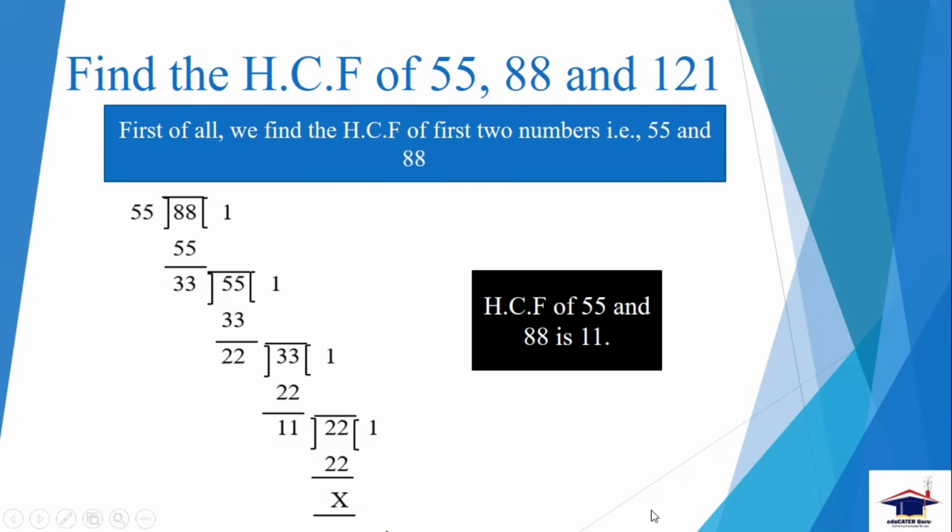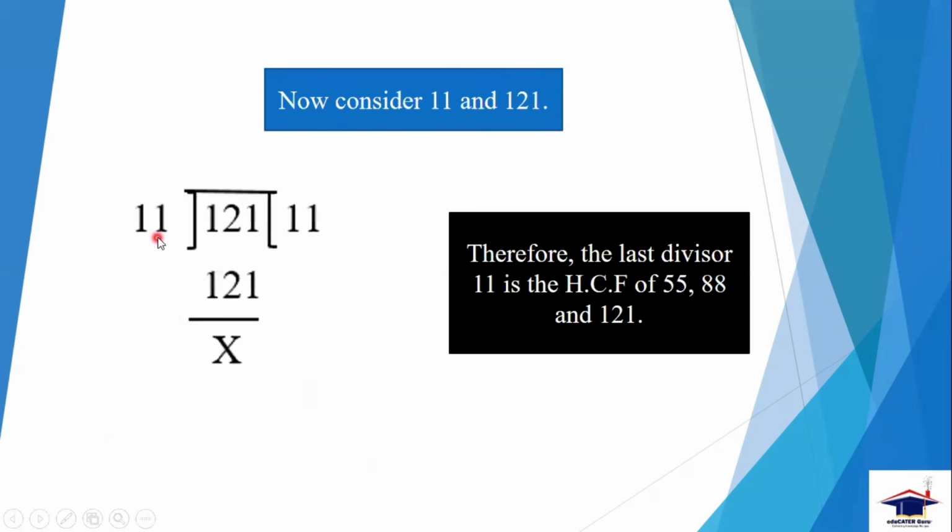So now we have to find the HCF of 55, 88 and 121. So we have to take 11 now, the last divisor, with 121 to find the HCF of these three numbers. Let us see how it is. So 11 was the last divisor in the previous slide which you saw. So now consider 11 and 121.